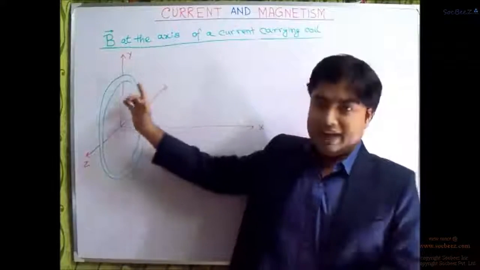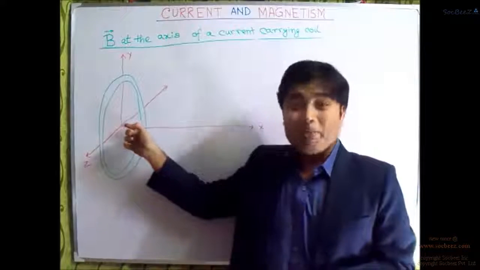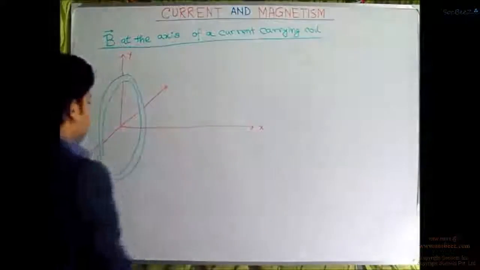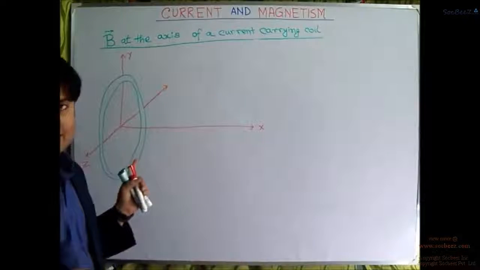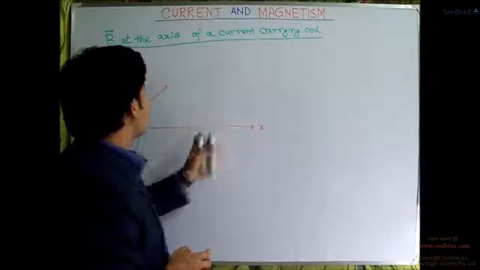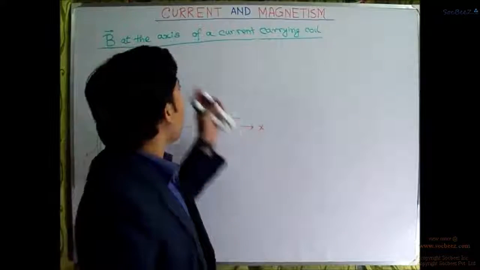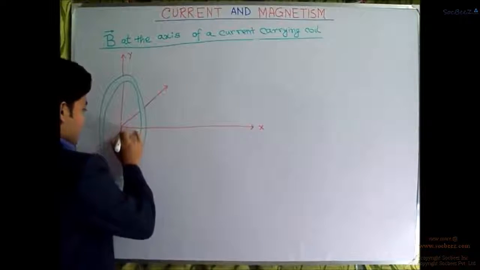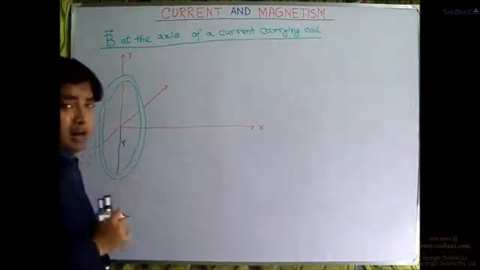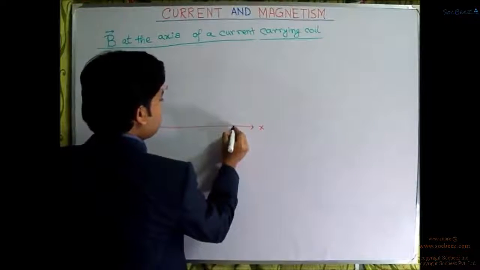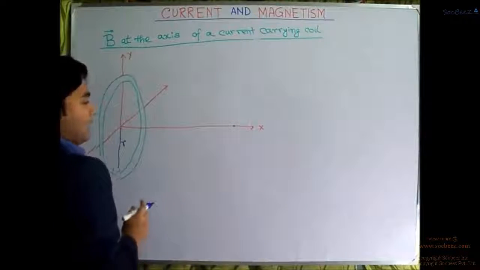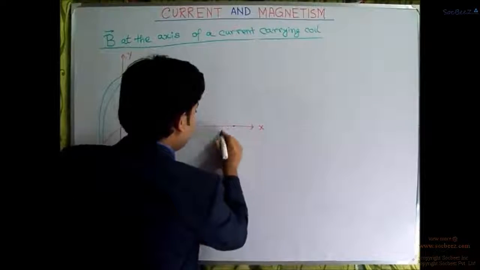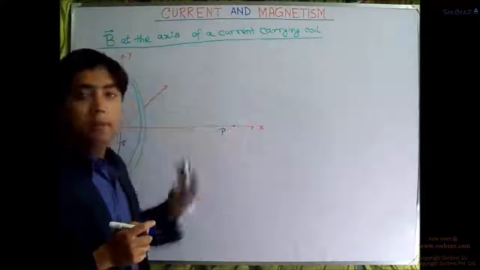Now if this is the YZ plane, then obviously the x-axis will be perpendicular to the plane of this current carrying coil, right? And thus, if this is the center, this line will be the axis. Now let us check any point on this axis, as we are to find out the B on the axis of a current carrying coil. First of all, this coil has a radius of R. Now let us check a point over here, say this point P, right? We are to find out the B, or the magnetic field, at point P, right?